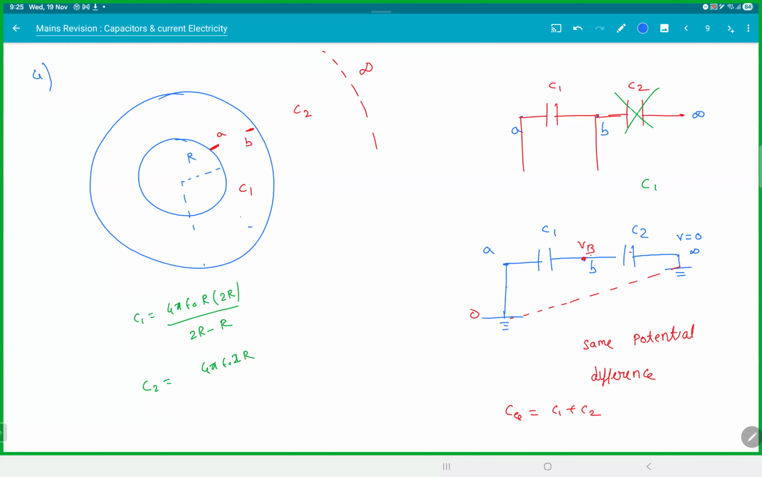So be careful with the grounding thing. There are actually two capacitors. One is between the outer shell and infinity. One is between this. If you don't ground it, the outer shell is useless. So it will be just hanging in air.